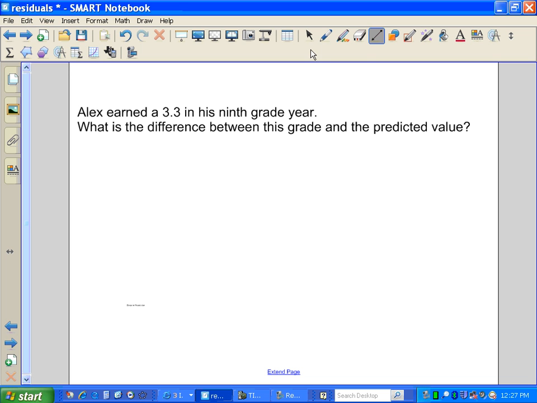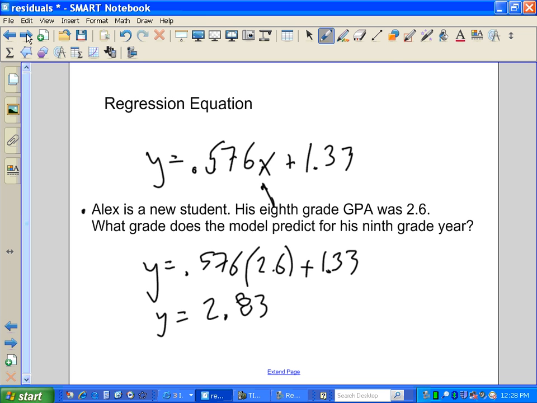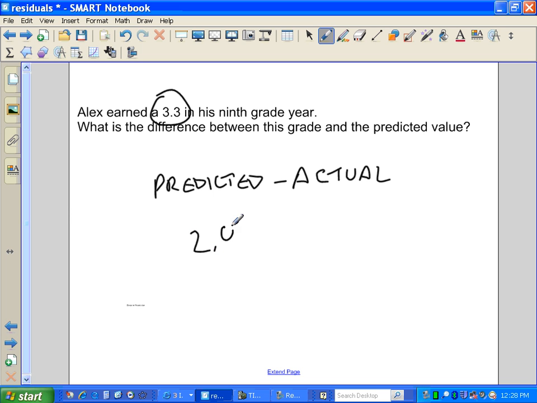Turns out Alex was a house on fire in his 9th grade year, and he ended up with a 3.3. So what we want to know is what's the difference between his grade and the predicted value. So what we want to find out is the difference between the predicted and the actual: predicted minus the actual. So we predicted that old Alex was going to end up with a 2.83. He actually got a 3.3. And so we just do 2.83 minus 3.3, which is going to be about negative 0.53. I'll probably make sure that's accurate.